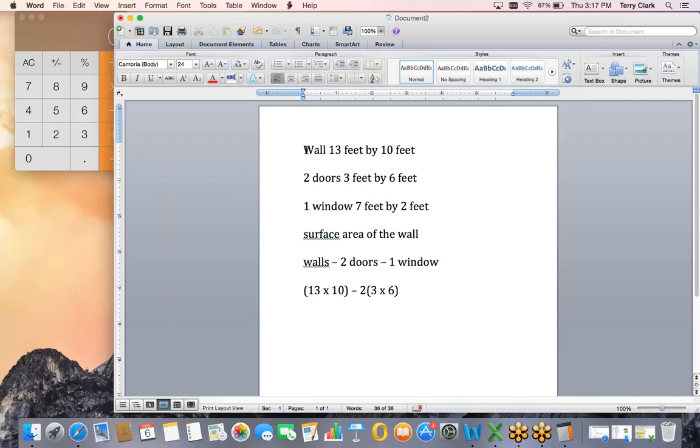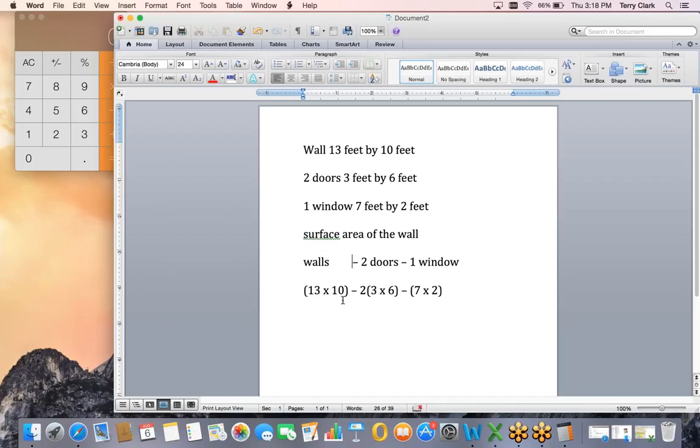Okay, and then the one window is going to be 7 feet by 2 feet. Okay, so notice how we're doing that. I'm going to stretch it out so you can see, put everything right up under where it should be at. So see how we're doing that? You can set up labels at the beginning to say, okay, I have to take two doors out and I have to take one window out once I figure out what the area of the wall is.